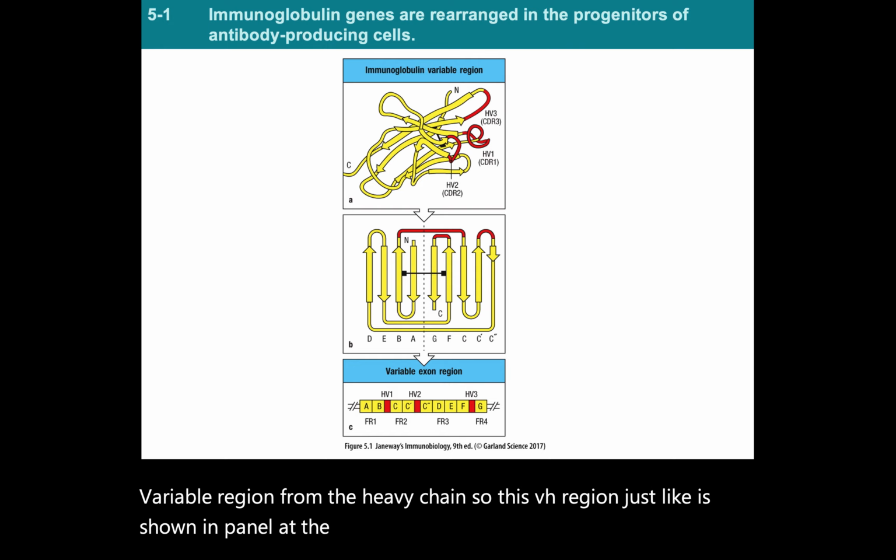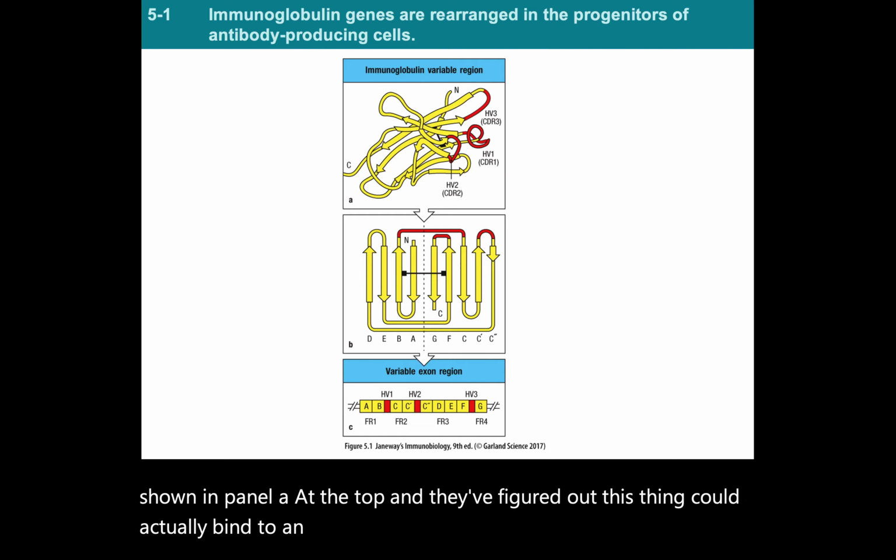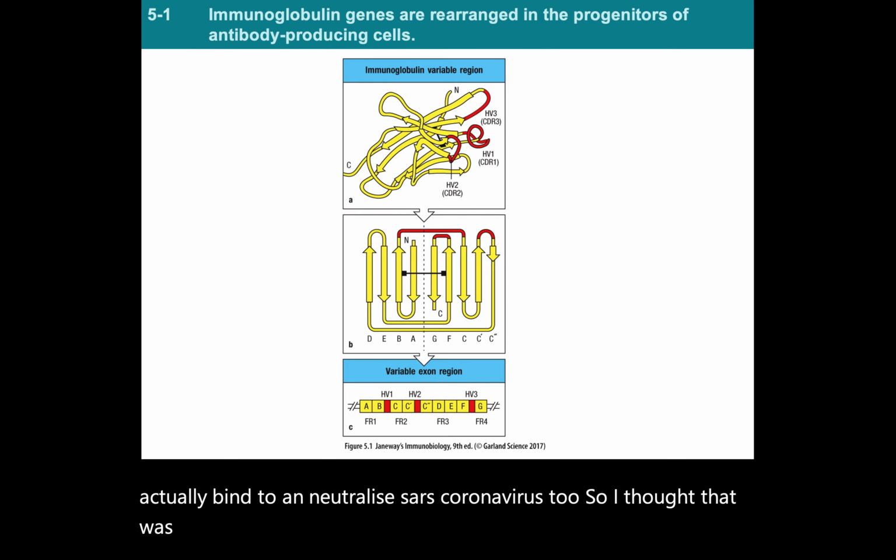And they've figured out that this thing could actually bind to and neutralize SARS coronavirus 2. So I thought that was quite interesting. So we've got three nice hypervariable regions there. Those are the red loops.